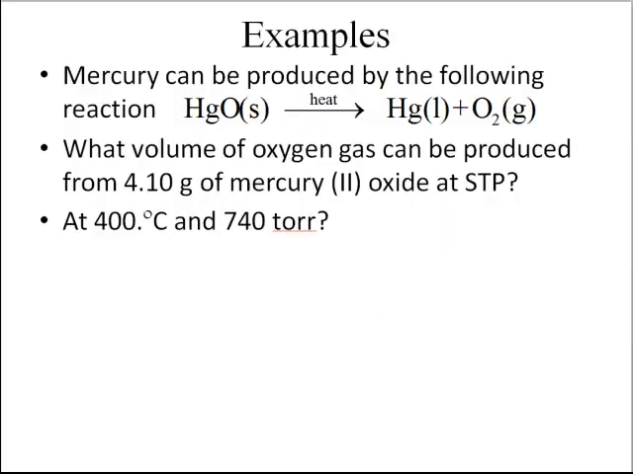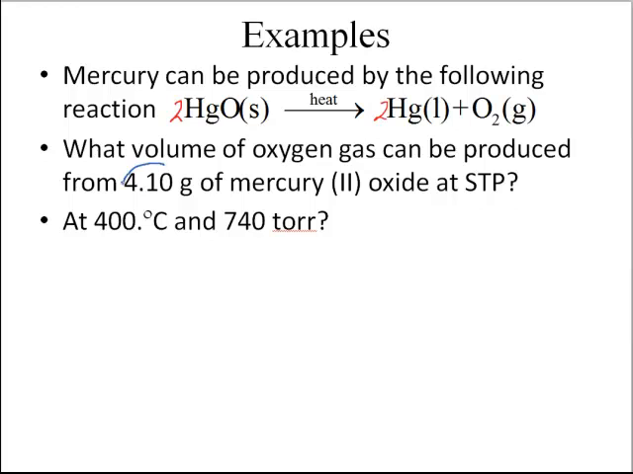Now here we go. We've got a problem. Mercury can be produced by the following reaction, and you can see mercuric oxide heated up gives you mercury and oxygen. And we're going to find out what volume of oxygen. So the first thing I want to do is make sure my equation is balanced, and it doesn't look like this one is. There's 2 oxygen there, so I'm going to put a 2 right here. Now I have 2 mercury, so I need 2 mercury there. So now I have a balanced equation.